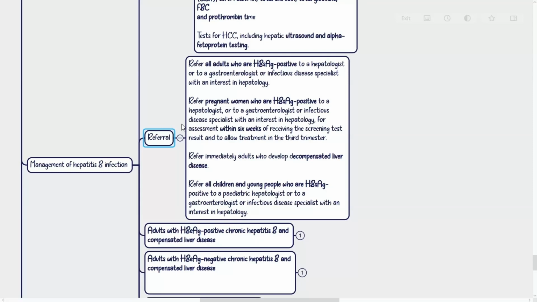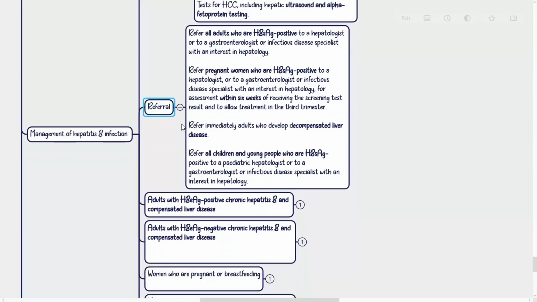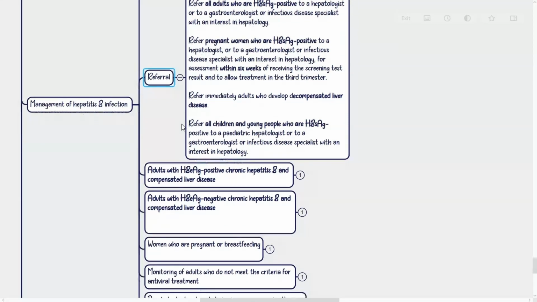Refer immediately adults who develop decompensated liver disease. Refer all children and young people who are HBsAg positive to a pediatric hepatologist or to a gastroenterologist or infectious disease specialist with an interest in hepatology.